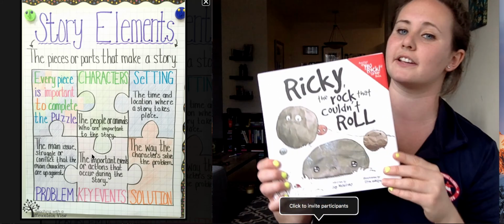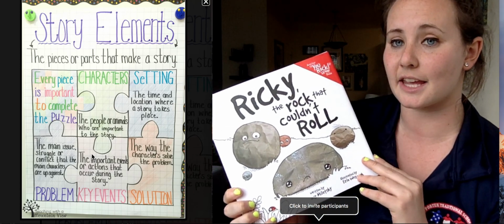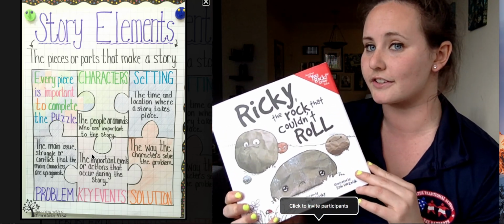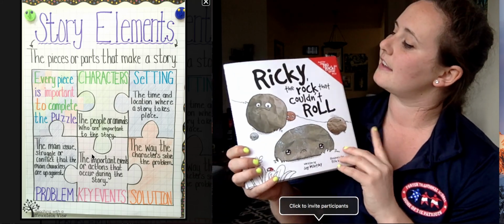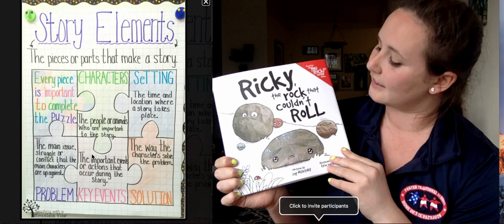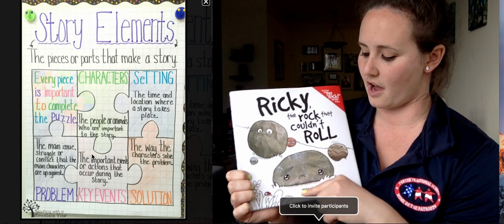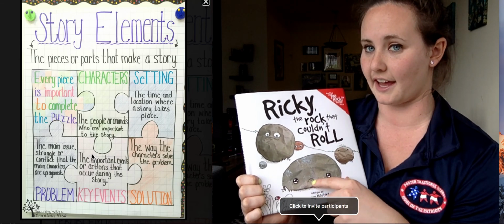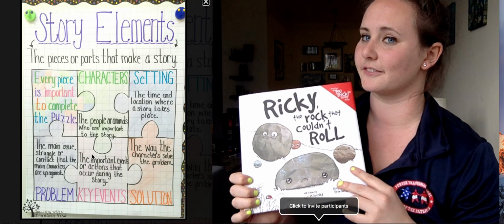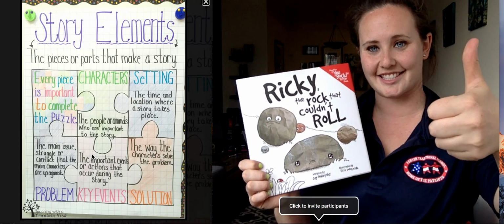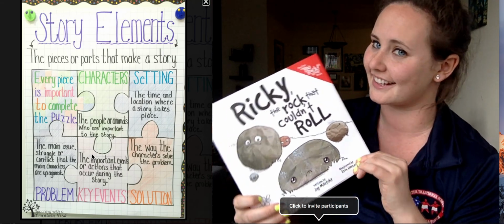So today we're going to be reading Ricky the Rock That Couldn't Roll, and we're going to be thinking about those story elements: our characters, our setting, our problem, our solution, our main events. Looking at the cover, I see some rocks with faces. First graders, we know these rocks are fake, so this must be... give me a thumbs up for fiction, a thumbs down for non-fiction. Fiction, yes. Rocks can't have faces. They can't frown. It's fake. It's fiction.